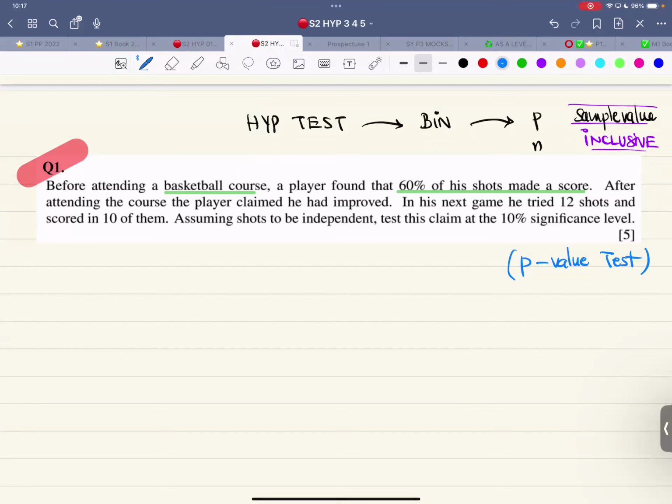So now let me read it further. After attending the course, the player claimed that he had improved. Hypothesis is all about accepting and rejecting claims. Whether you accept a claim or reject a claim, that's what it's all about. In the next game, he tried 12 shots and scored in 10 of them. Assuming the shots to be independent, test this claim at the 10% significance level.